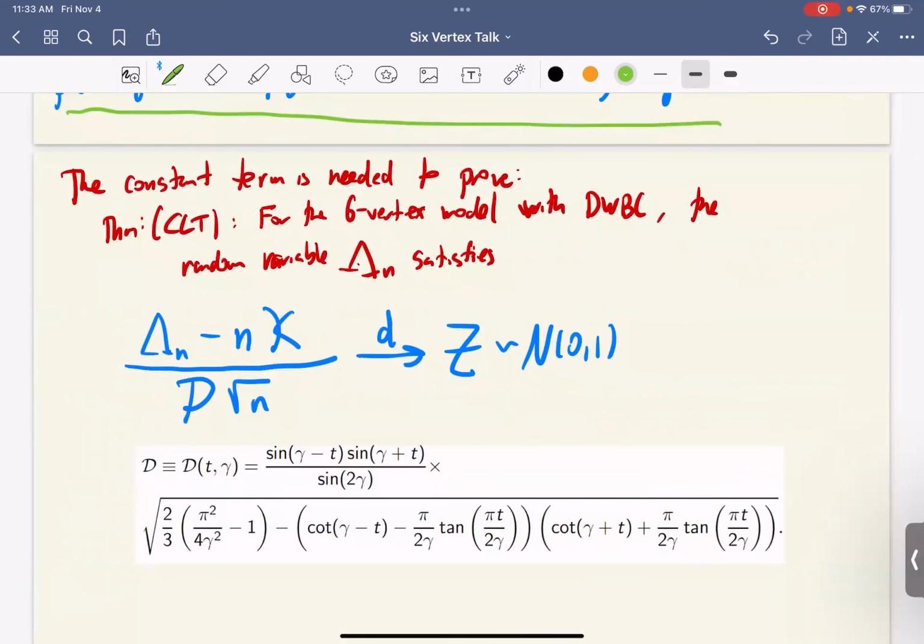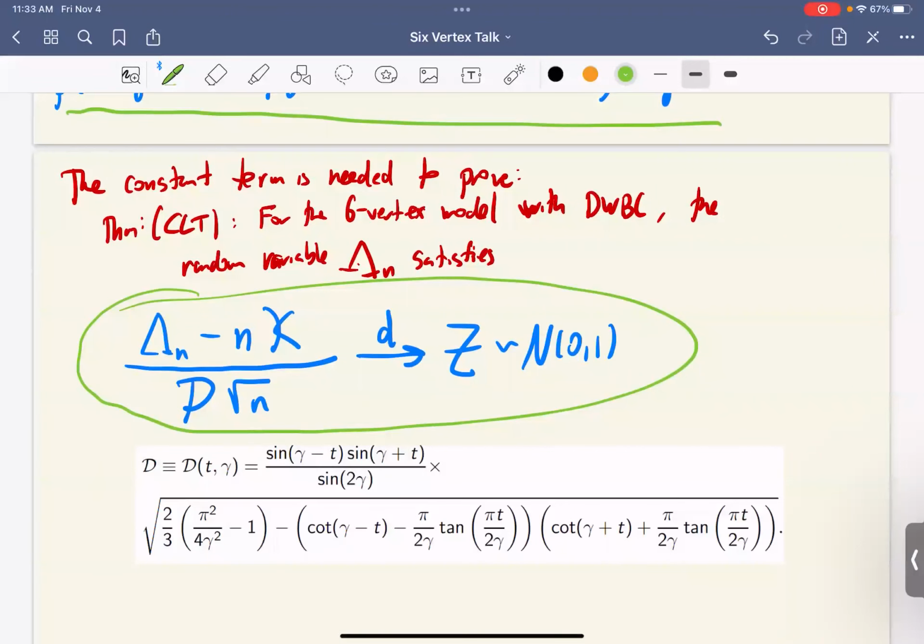So what's really new is that if you want to understand fluctuations, you need to know the constant term in the asymptotics. And so I can prove then that the fluctuations of that touching point are Gaussian. Actually, it's a central limit theorem for the touching point. Okay, and this is the formula for the variance or the standard deviation, I guess.